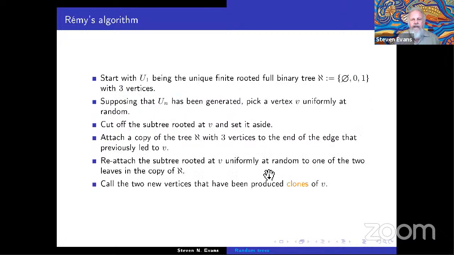And I describe this algorithm in words here. Let's just take away from this slide that it starts with U_1 being the binary tree that consists of the root, the empty word, and its left child 0 and its right child 1. So it's the unique finite rooted full binary tree that has three vertices. And then there's a description in words here. But rather than go through that, it's probably easier if I just explain it with pictures in the following few slides.